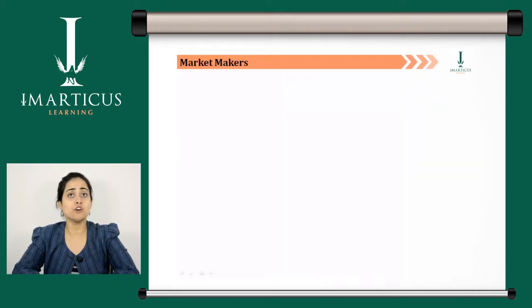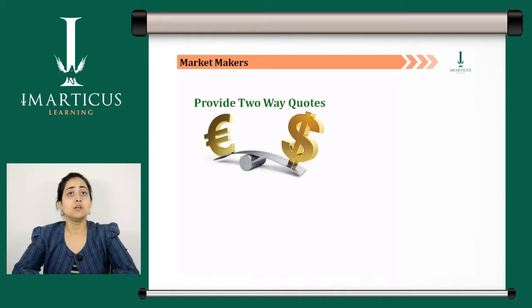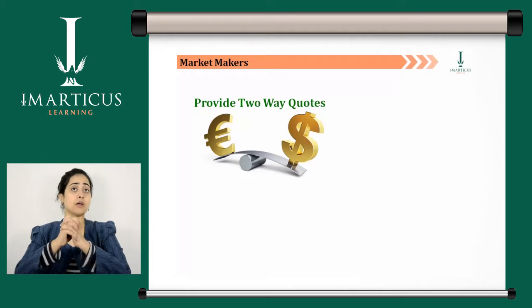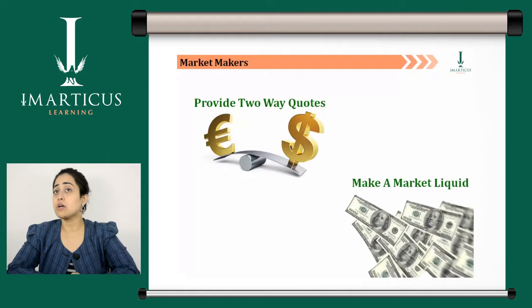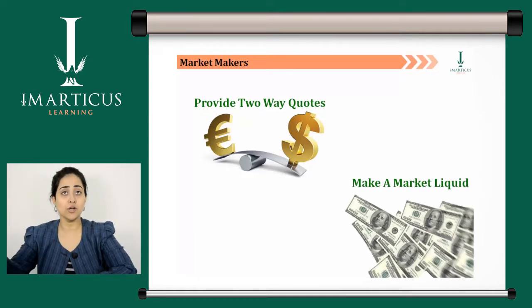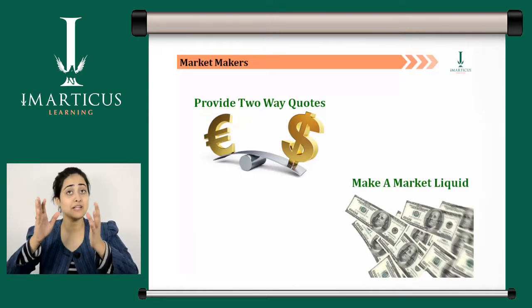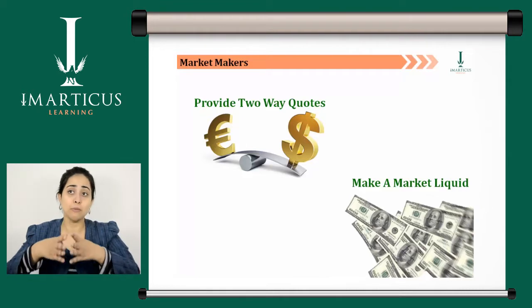Moving on to the features of market makers. The market makers stimulate a market by providing two-way quotes for various currency pairs. An investment bank plays a very vital role in the financial market by acting as a market maker. The role of a market maker is to simply infuse liquidity in the market where the participants find the rates competitive enough to buy and sell.